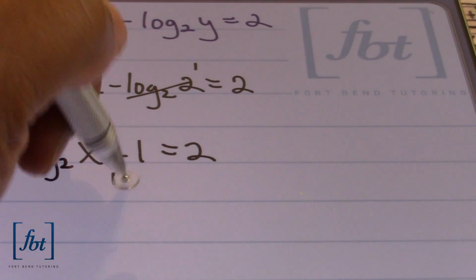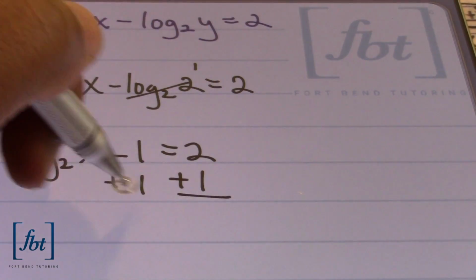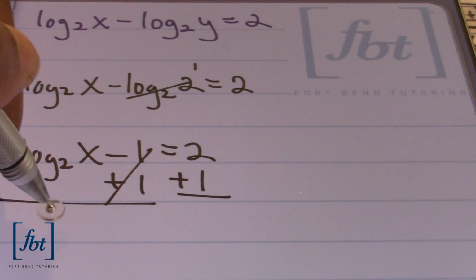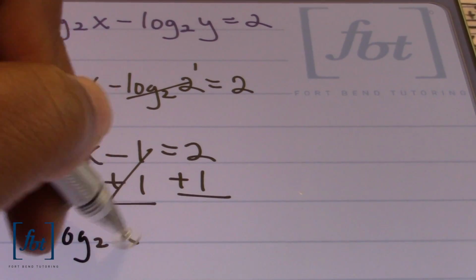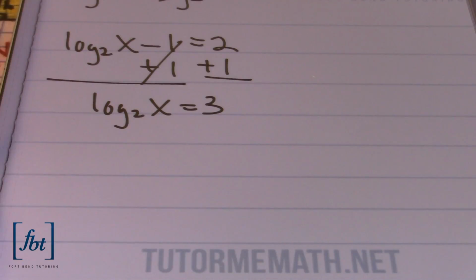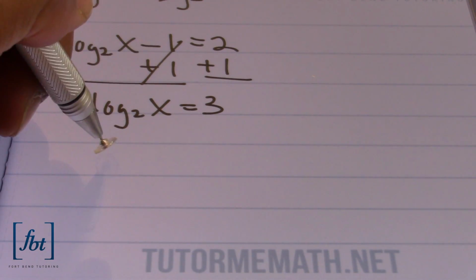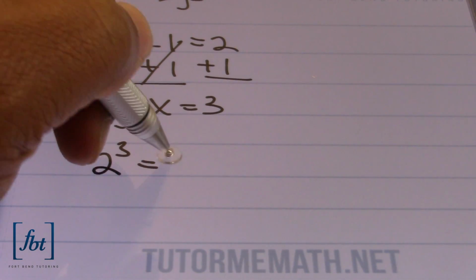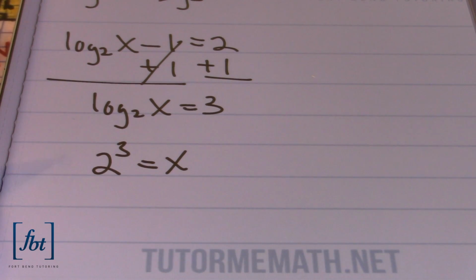From here, I'll be adding 1 to both sides of the equal sign. This allows me to rewrite the equation as log base 2 of x equals 3. From here, we can convert our logarithmic equation into exponential form to find that we'll have 2 to the third power equals x. Well, what is 2 to the third power?